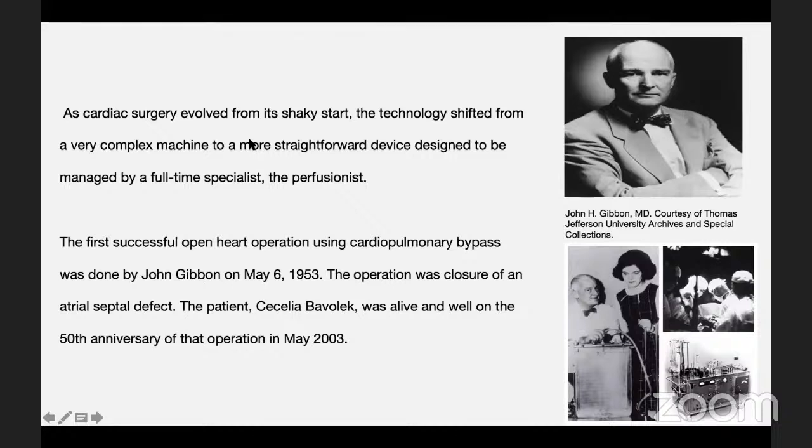After that, as cardiac surgery evolved from its shaky start, the technology shifted from a very complex machine to a more straightforward device designed to be managed by a full-time specialist, the perfusionist. As I said, the first successful open heart operation using cardiopulmonary bypass was done by Dr. John Gibbon on May 6th of 1953, and the operation was a closure of an atrial septal defect. And here's the patient and Dr. John Gibbon.